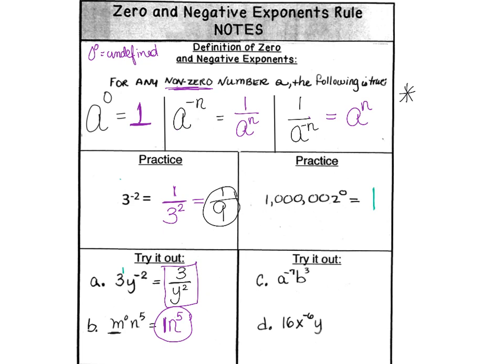All right, part C. A to the negative 7 times b to the 3rd. Okay, so this would equal a to the negative 7 means that it's going to be sent down to the denominator. And then b to the 3rd is not to the negative, so it just stays in the numerator.